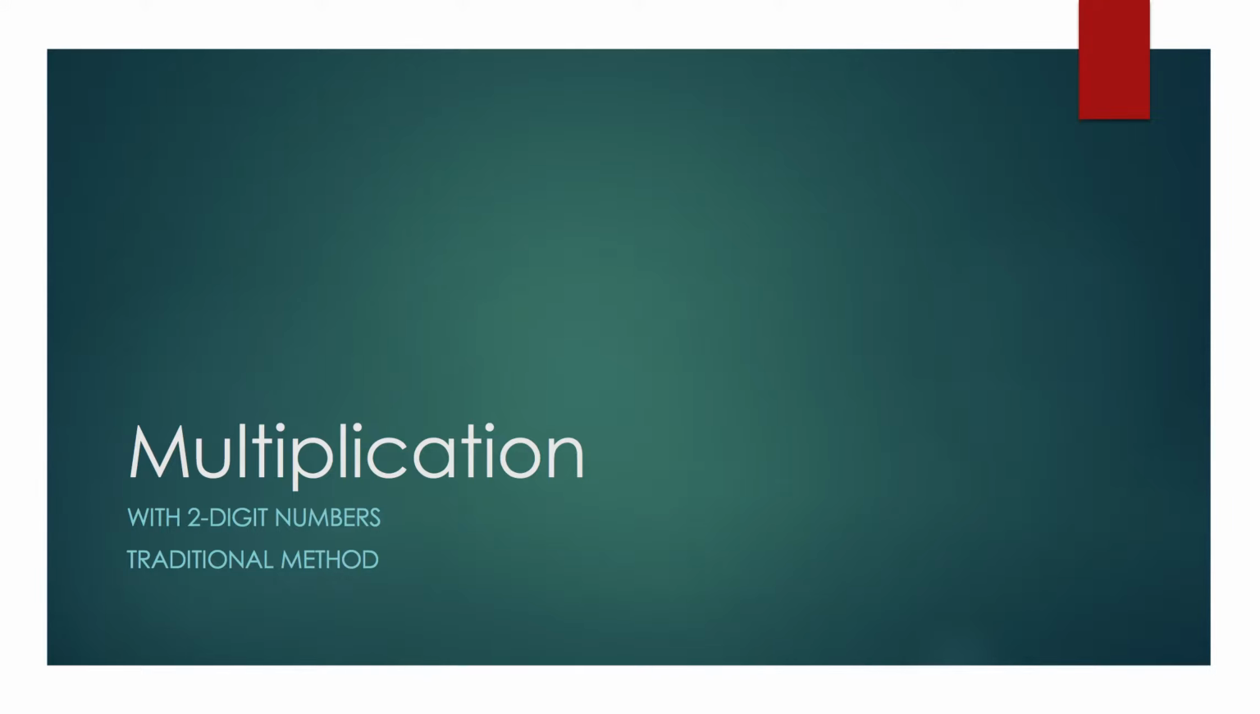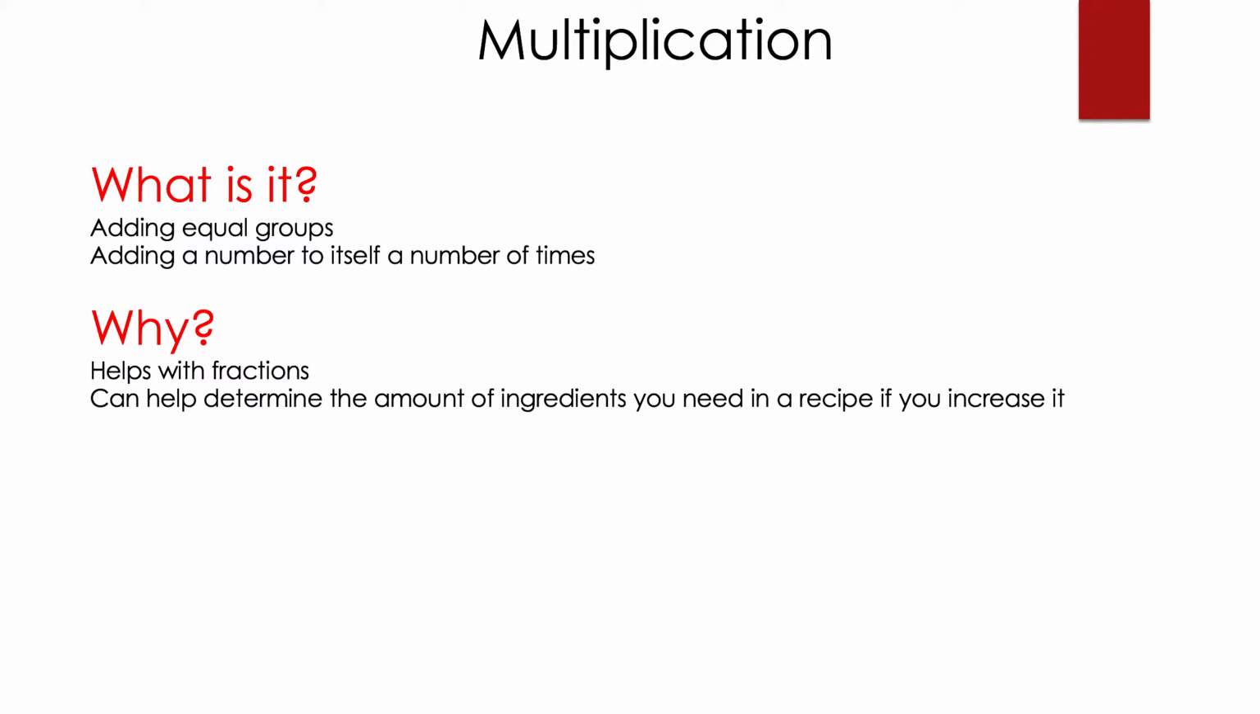Multiplication with two-digit numbers, the traditional method. Okay, so let's go ahead and talk about what it is. Multiplication is adding equal groups or adding a number to itself a number of times. Why? It helps with fractions, and can help determine the amount of ingredients you need in a recipe if you increase it.